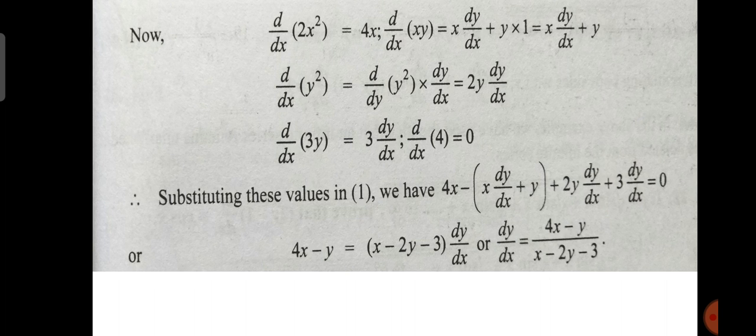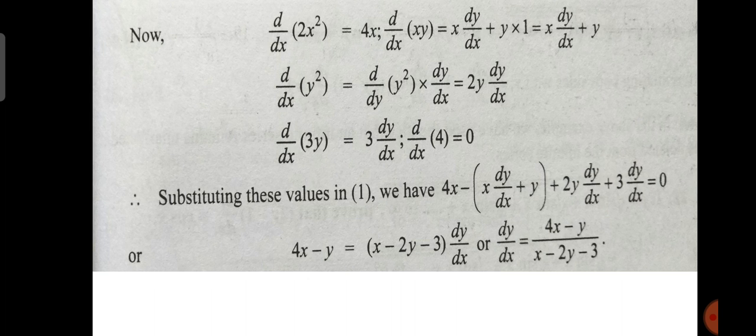And what about y square? Same way, d by dy of y square into dy by dx, that is 2y into dy by dx. And d by dx of 3y is 3 dy by dx, because you have to find the derivative of the function y also. Then the answer is you will get dy by dx as 4x minus y by x minus 2y minus 3.